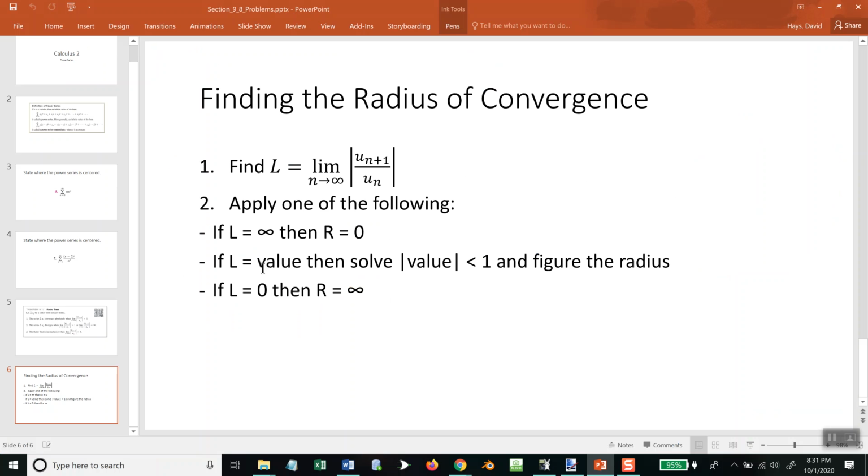Now here, it's going to give us some value. Specifically, it gives us x. It's not infinity, and it's not 0. So if it's not infinity, it's not 0, it's going to be this case. And this is where you take the absolute value less than 1 and figure the radius.